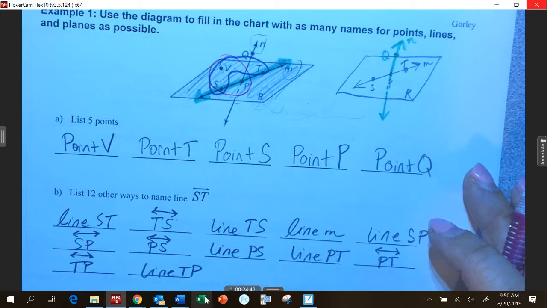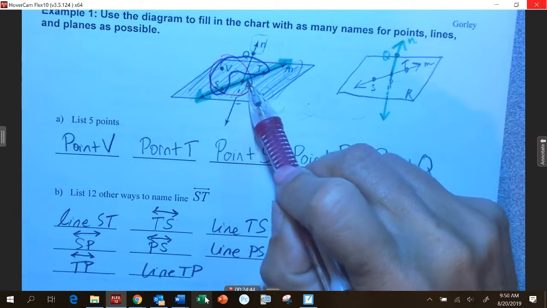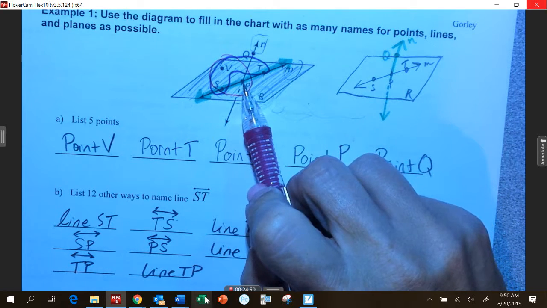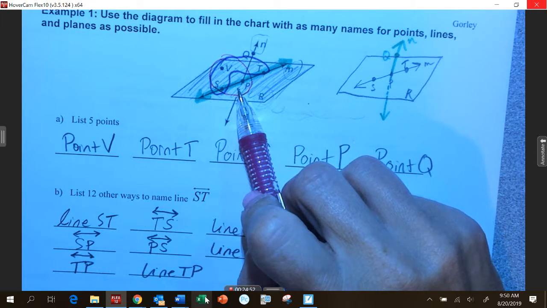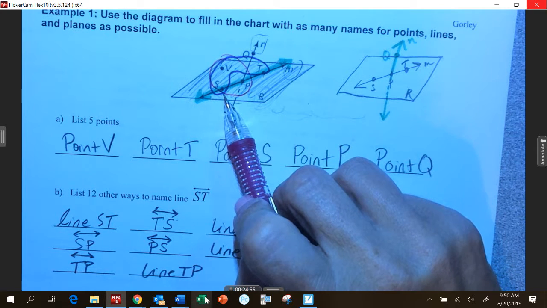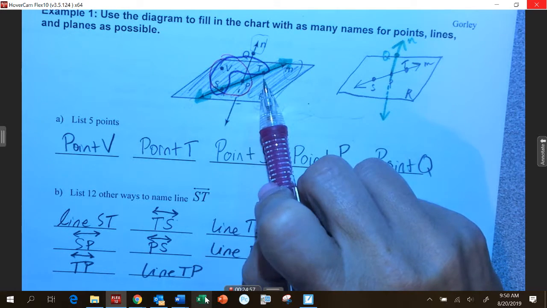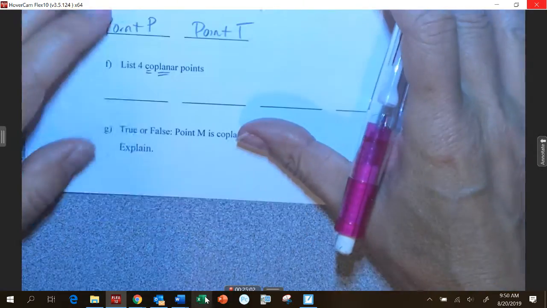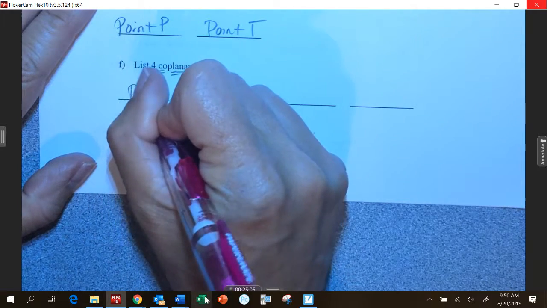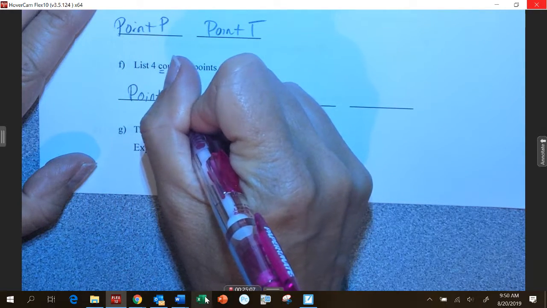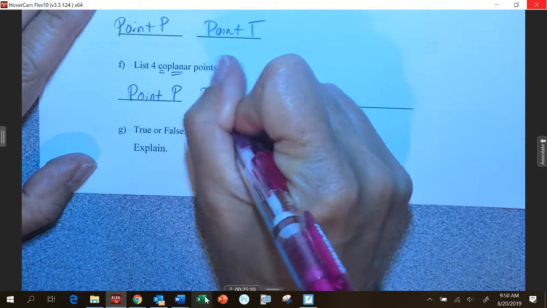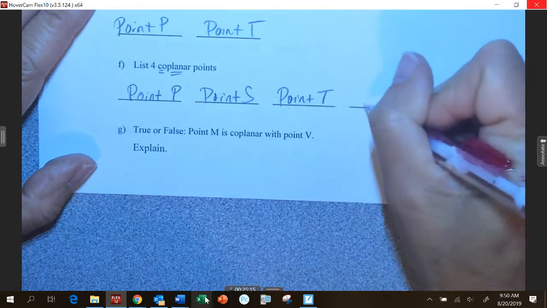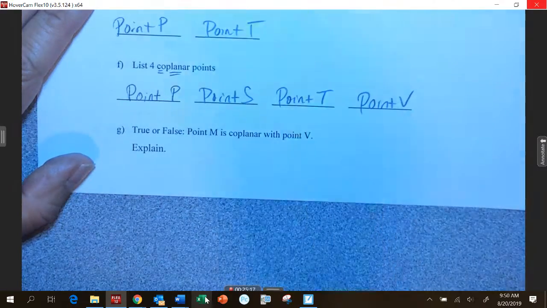Give me 1 point. Point P. So point P is on the shaded surface, right? What other point is on the shaded surface with point P? S? What else? T? What else? T. Got them all. Alright, so we just have to write point each time. Point, what order should she do? I don't remember. P, point S, point T, point V. So they're all on the same surface.